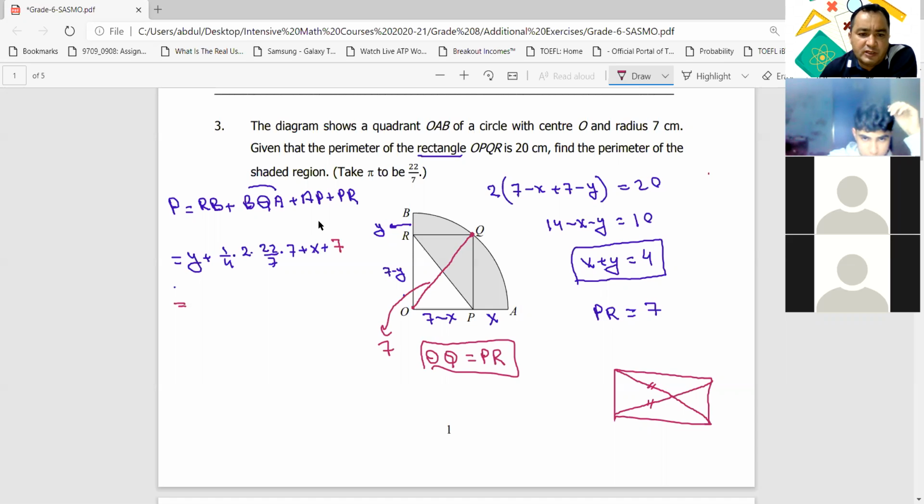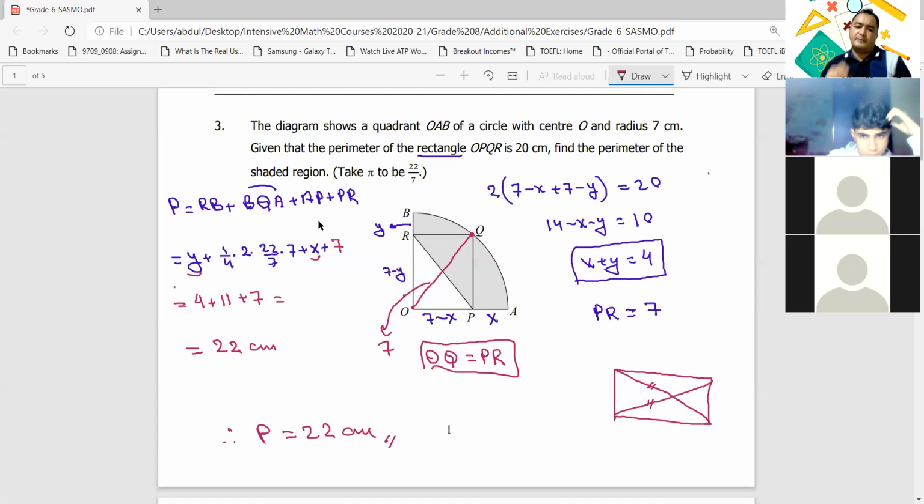Now, if I continue here, what is X plus Y? We have already calculated that: it's equal to 4. Here we have 4 plus 7, and the 4s cancel each other. Here we have 11 left, and the plus, what else? Here we have 7. So that is equal to 22 centimeters. So the perimeter of the shaded region is 22 centimeters.